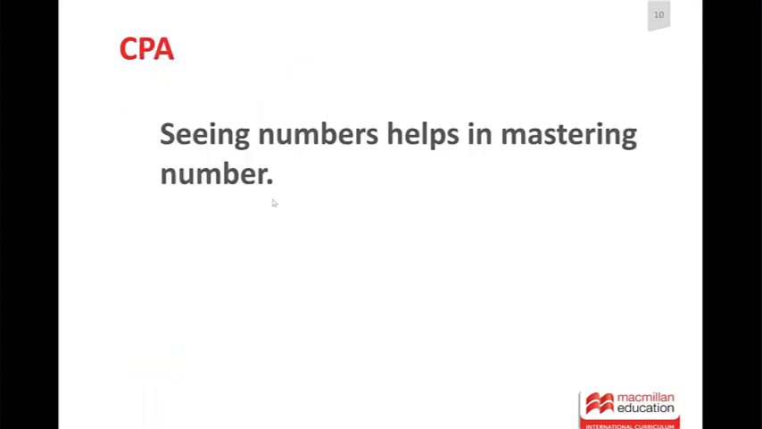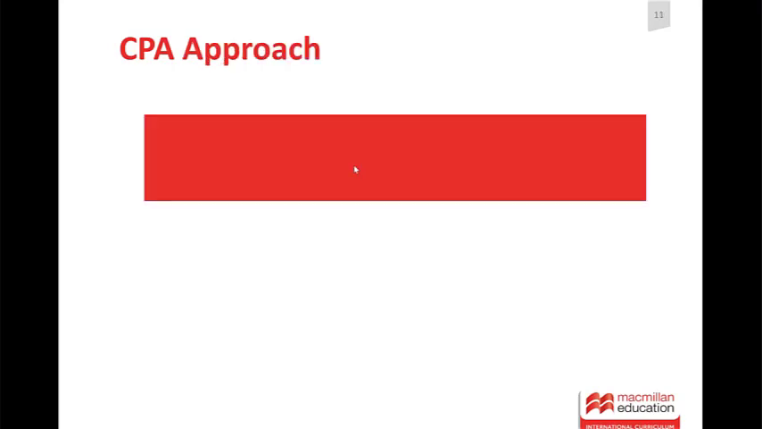So the CPA approach means seeing the maths, really. Concrete, pictorial, abstract means seeing the maths. Seeing numbers initially really helps to master number work. Otherwise, children consistently find number work a challenge. But number work is not the only way to use the CPA approach. Let's look at this.